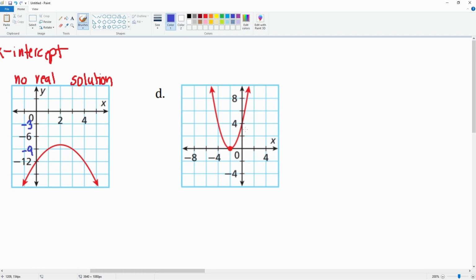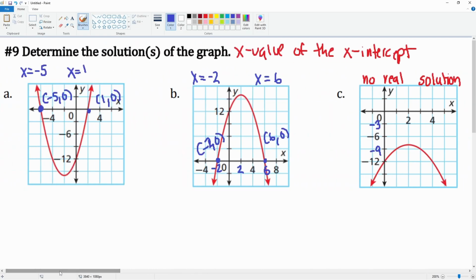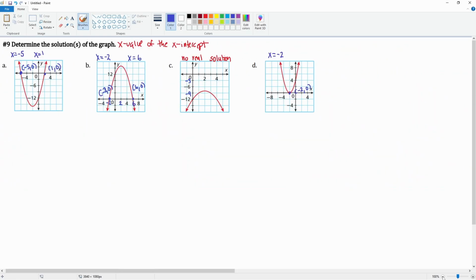Here, the x-intercept for this one, I think it's -2, 0. So there's only one solution here, which is -2. There's only one unique solution here, right? So there you go. That is how you find the solutions of the graph.